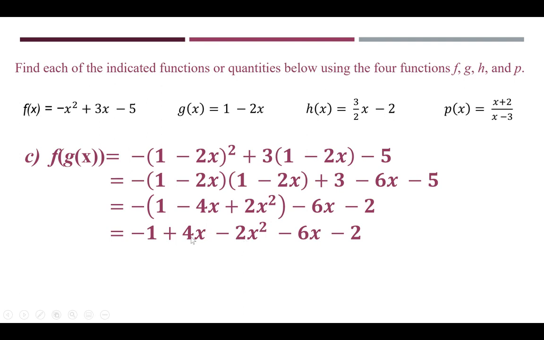Again, I have some like terms. The 4x and the minus 6x can be combined, and the minus 1 and the minus 2 can be combined. 4x minus 6x is minus 2x, and negative 1 minus 2 is negative 3. The minus 2x squared, please remember, that's supposed to be a minus 4x squared. So I ask you to just forgive me for that error, and please correct that in your notes and put a minus 4 here.